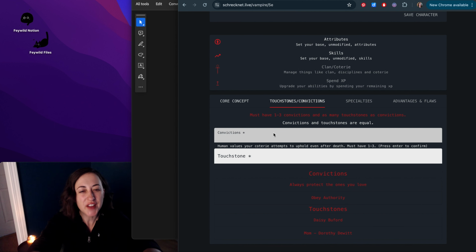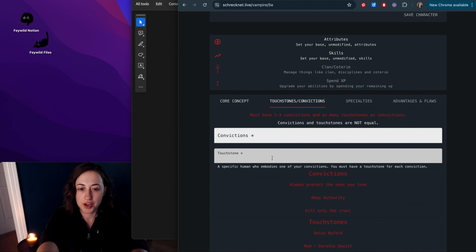And then for his final conviction, we haven't gotten there yet, but there's a predator type, and Theodore is still in the phase of his life where he's trying really, really hard to hold on to his humanity. So he's going to be a feeder, and I'll go over that a little bit more, but he's not going to try to bite people. Try. So one of his convictions is going to be kill only the cruel, and that touchstone is going to be his veterinary mentor, James Merson. James. It's James.